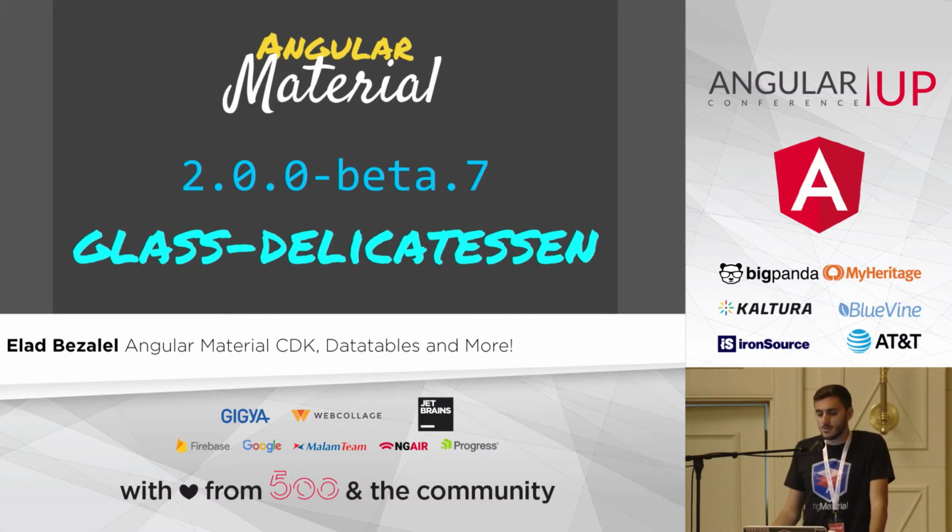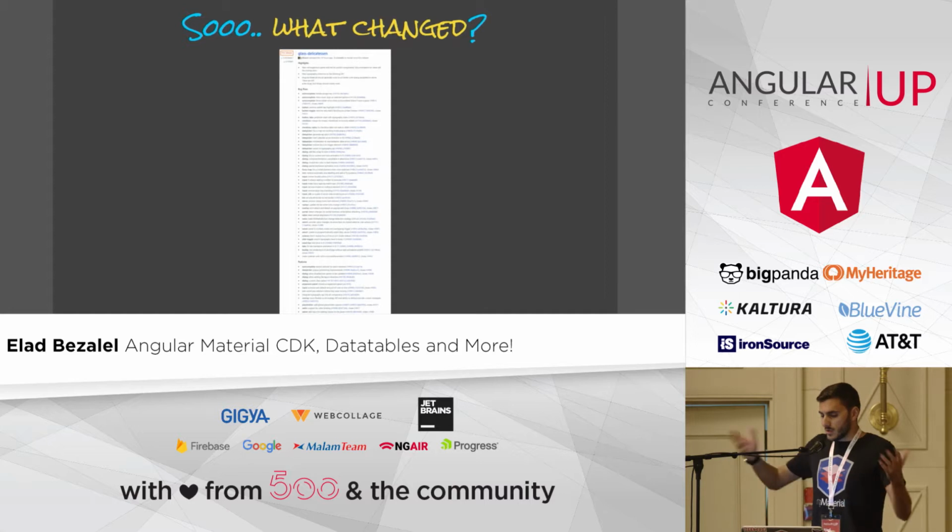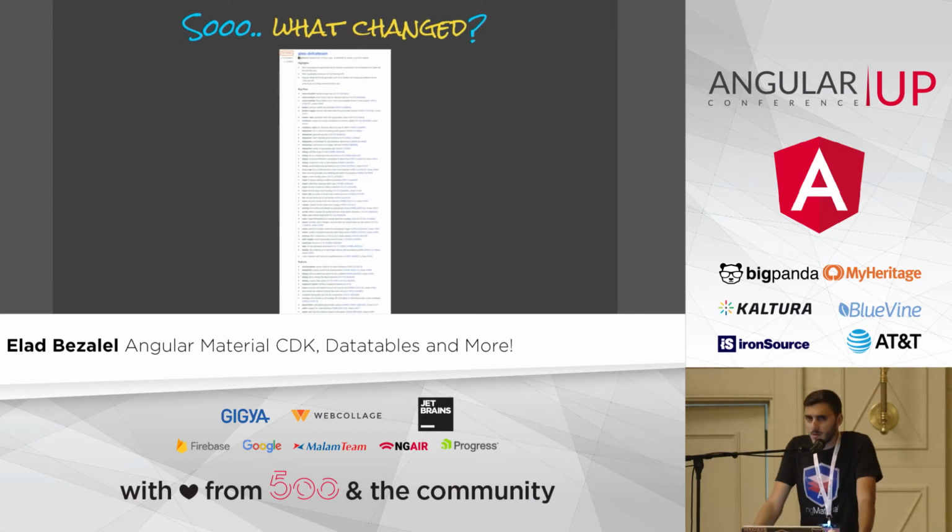So the current version is 2.0.0 beta 7, which may be referred to as glass delicatessen, as my friend Google Translate says. And we're going to talk about what actually changed in these past 6 months. So what changed? I honestly tried to put the entire changelog since beta 0, but I got an error saying the image was too big. So I just pasted really small the changelog of only this current version, beta 7, which you can see is pretty large.